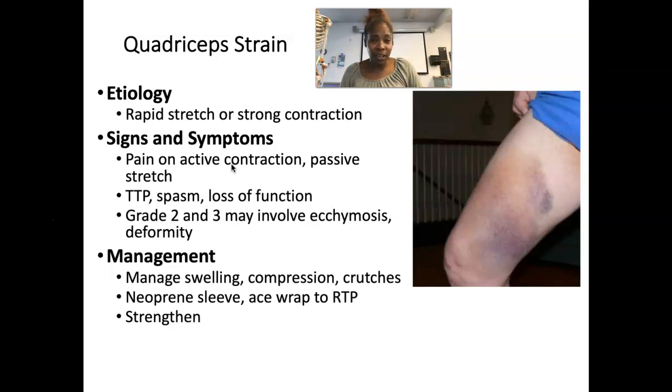It could be a grade 1, it could be a grade 2, it could be a grade 3, but what we know 100% of the time is if they have pain with active contraction and passive stretch, they have a strain. And that goes for any muscle in the entire human body. So I won't repeat that again.